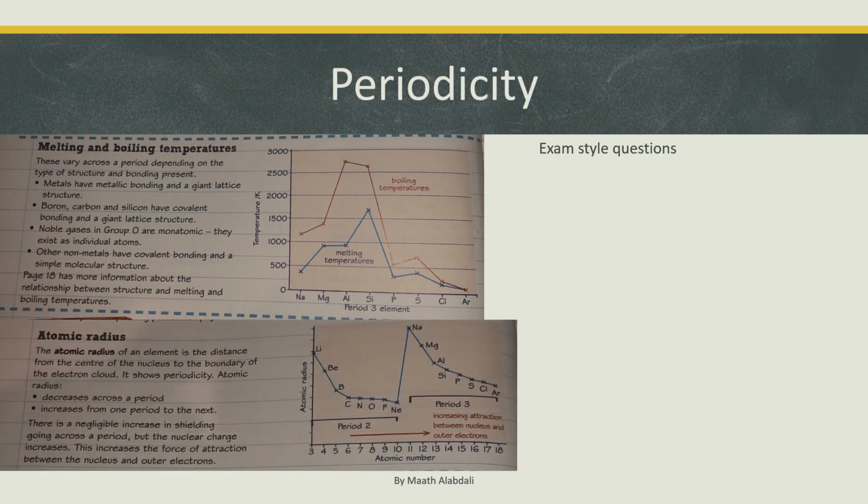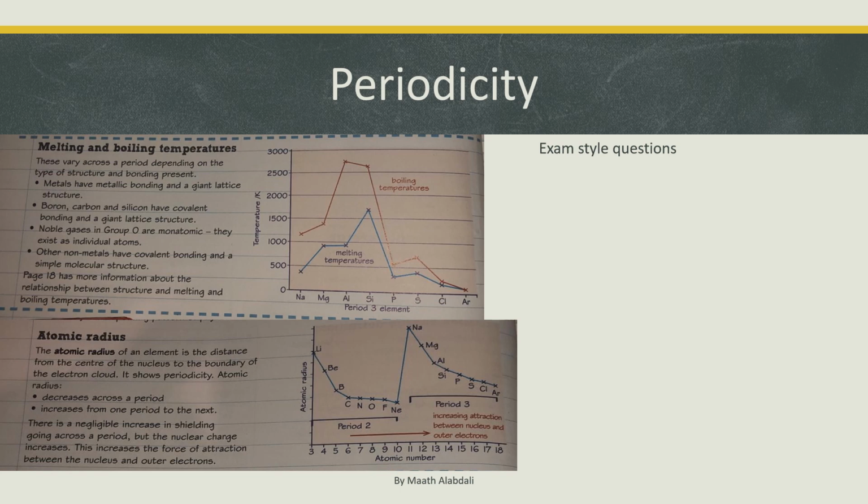Now, atomic radius. Atomic radius of an element is the distance from the center of the nucleus to the boundary of the electron cloud. It shows periodicity. Atomic radius decreases across the period and increases from one period to the next. So what I mean is that it decreases across the period, but it increases down the group, and it's shown here in the graph.